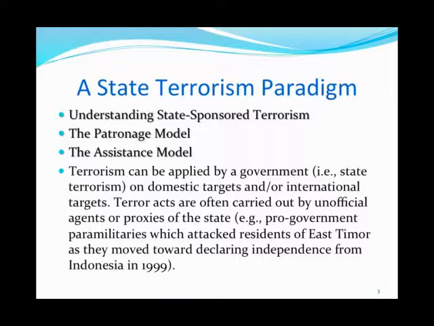Terror acts are carried out by unofficial agents or proxies of the state. For examples, in the book, he uses some paramilitaries, and he uses East Timor as an example. In more recent times, Libya, Iran, and currently the state of ISIS have been accused of using terrorists and terrorist proxies against other countries and against their enemies. One of the bigger and more prominent groups has been Hezbollah, and they were in fact sponsored by Iran.